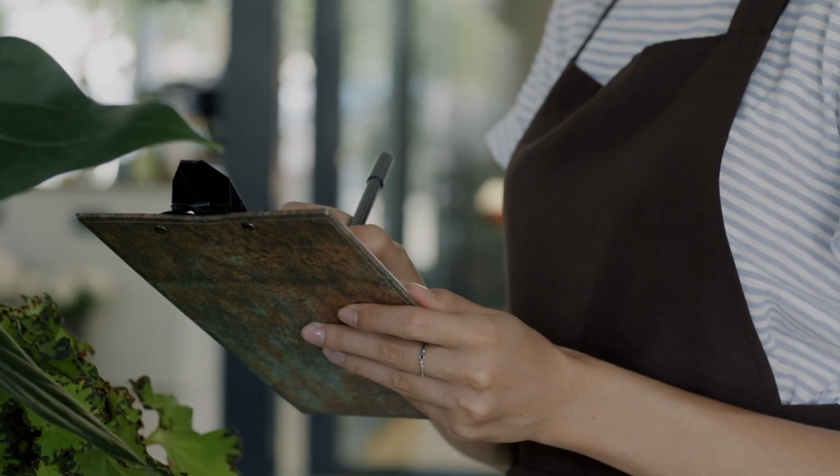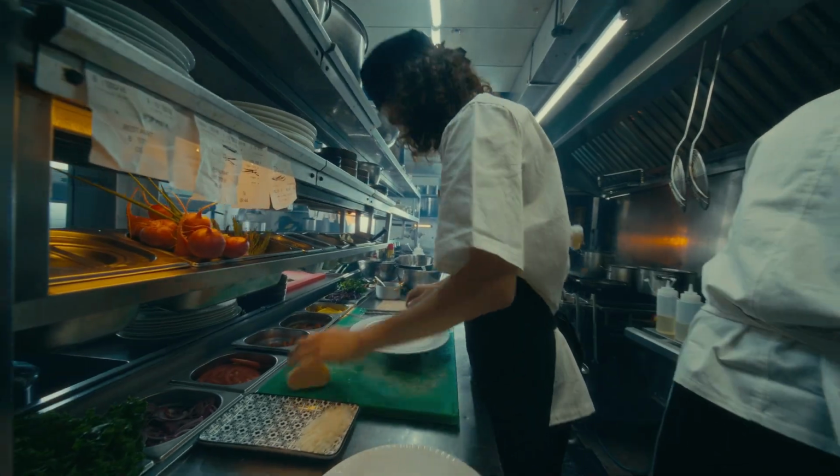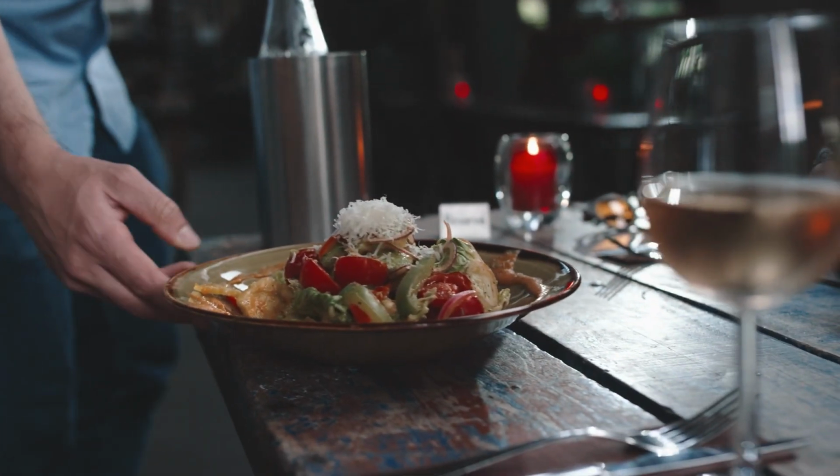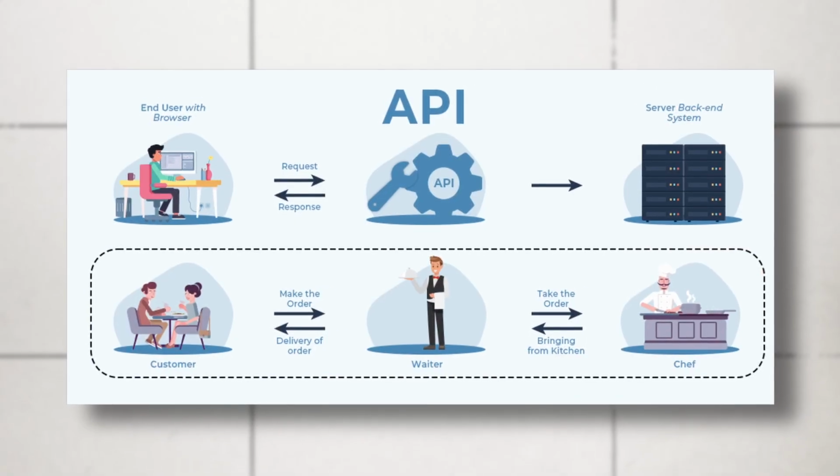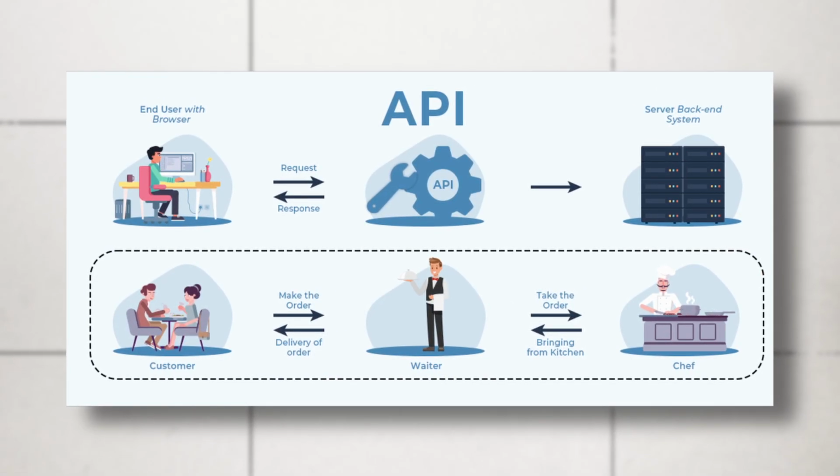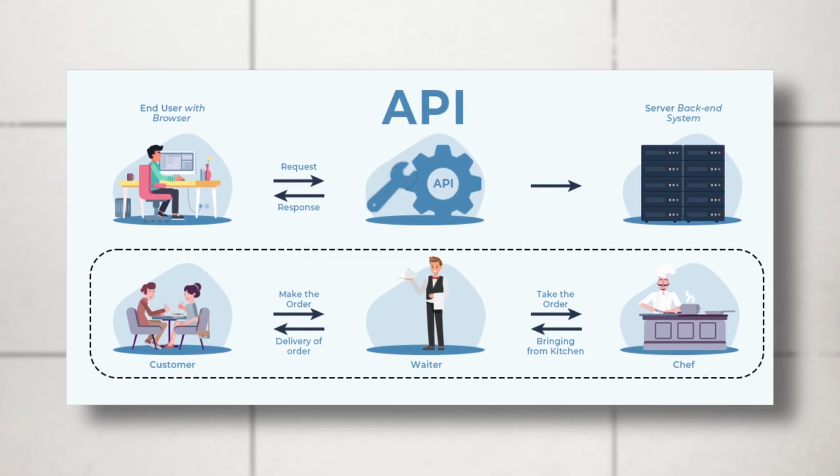n8n handles all the technical stuff behind the scenes. Think of an API as a waiter for software. You give your order to the waiter, then the waiter takes your order to the kitchen and brings your food back to you. An API does the exact same thing but for apps. It's a messenger that takes a request from one app, delivers it to another, and brings back the response.